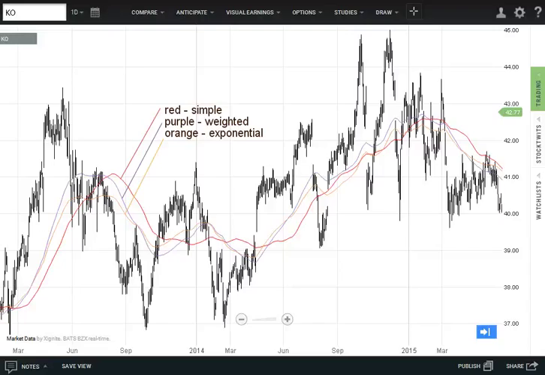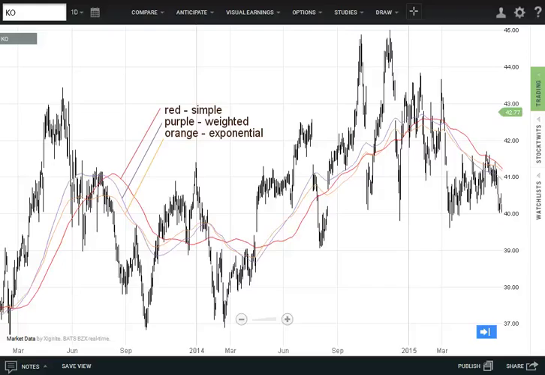A weighted 10-day moving average, for example, assigns a weight of 1 to the first day in the series, 2 to the second, and so forth until the most current day has a weight of 10. The 10 weighted values are added together, and the sum is divided by the sum of the weights, which in this case is 55.